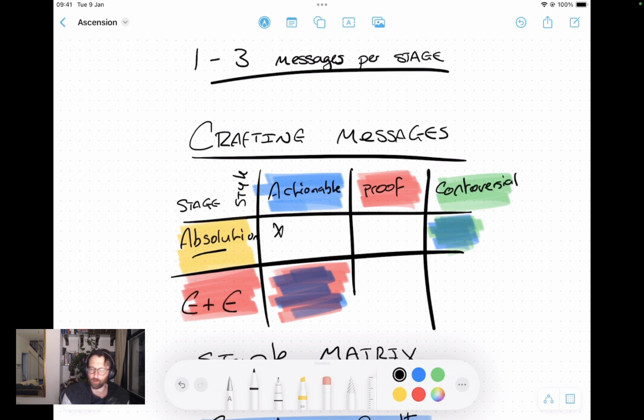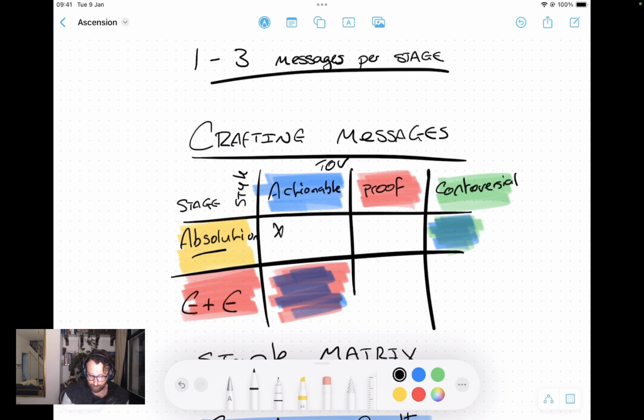Absolution and proof-based one. Here's how Jane didn't think that she could do this, and she'd been following all this terrible advice, but now I'm going to show you what Jane achieved by doing this. There's your proof. A controversial one works well with absolution because it's like the common belief is this, it's wrong, here's why, here's a better way. So you just build a little matrix of different tones of voice and the different stages, and you just tick them off.